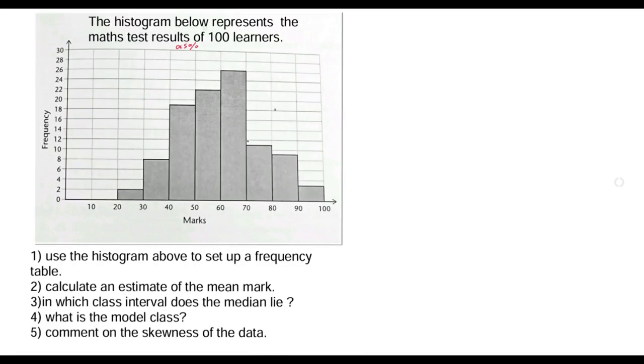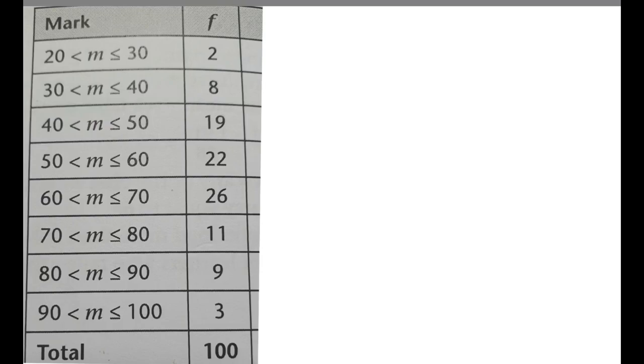The question says the histogram below represents the math test results as percentage of 100 learners. So we must remember the results are in percentage. Now the mean formula says summation fx over summation f. So we need to find xi first, the midpoint of the class intervals. In this case, you can find the mean by calculator or by calculation. I already showed you how to find the estimated mean by calculator. So you can use the calculator as well. But I'm going to show you by calculation.